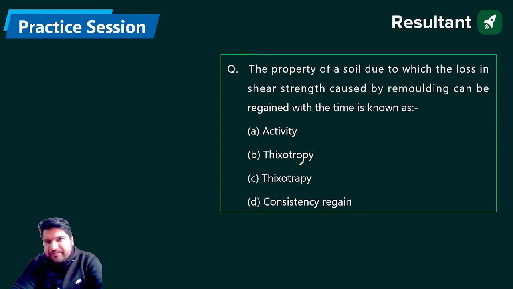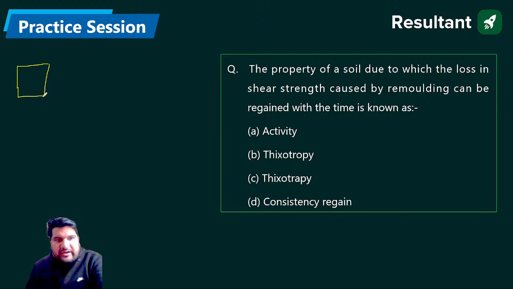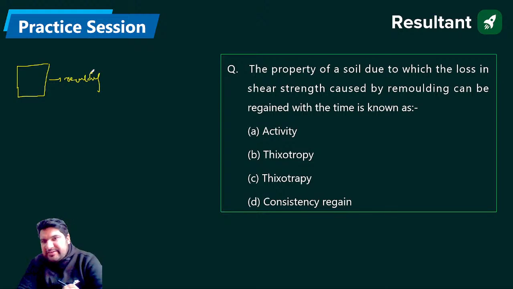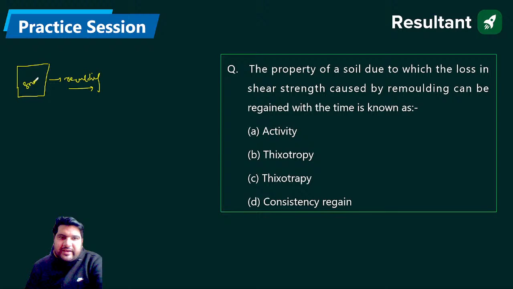It is thixotropy. If we are getting a soil sample, let us suppose it has some shear strength. After remolding the soil sample, it will lose the shear strength. But if we leave the soil sample at rest, it will regain its strength, and that regain in the strength is simply called thixotropy.